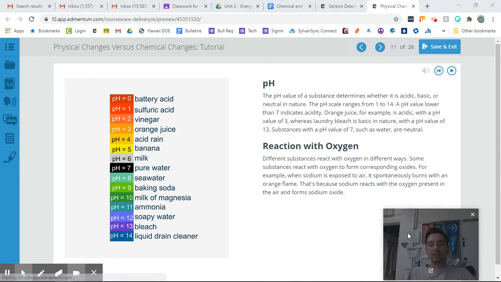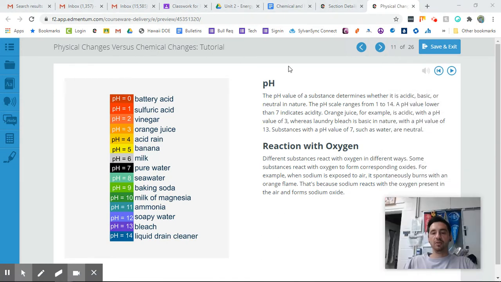pH is a chemical property. pH determines what things it will react with. Acids typically react with bases. So if something's acidic, it's going to react with a base. Reaction with oxygen: will it react with oxygen? Rust is an example of reacting with oxygen. So rusting, burning, or combustion. If you hear the word combustion, that means burning. That means reacting with oxygen in the air to form carbon dioxide and water. Okay?